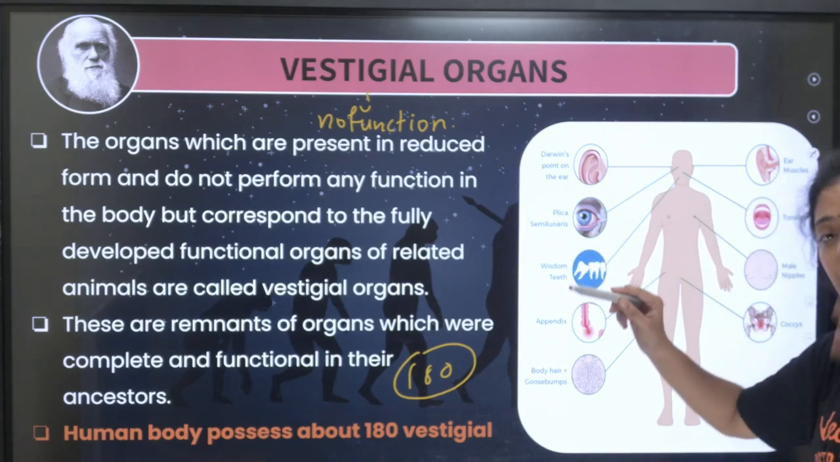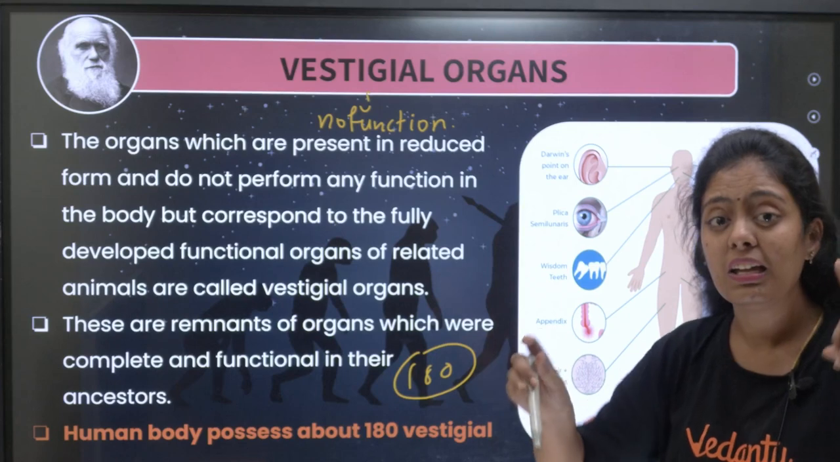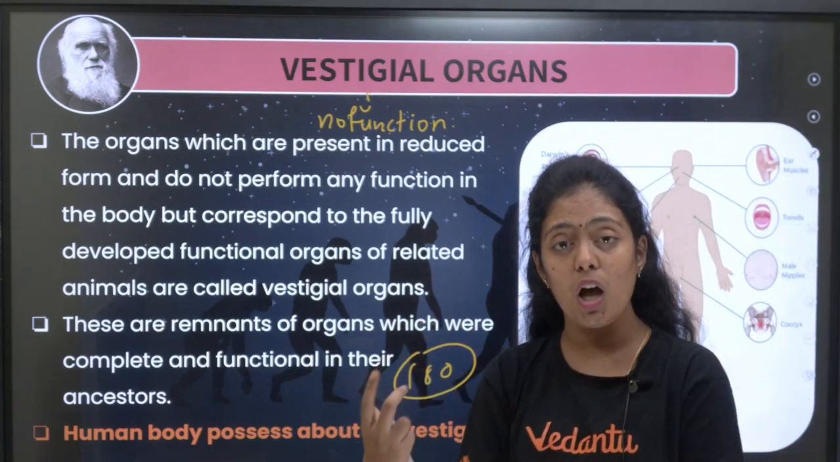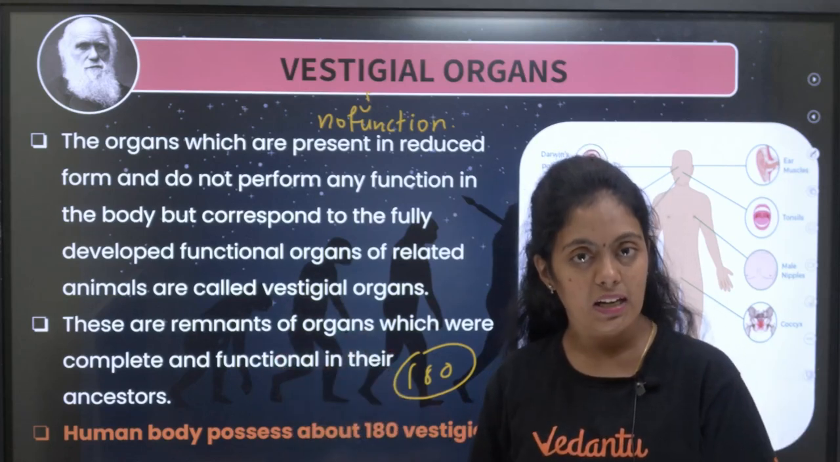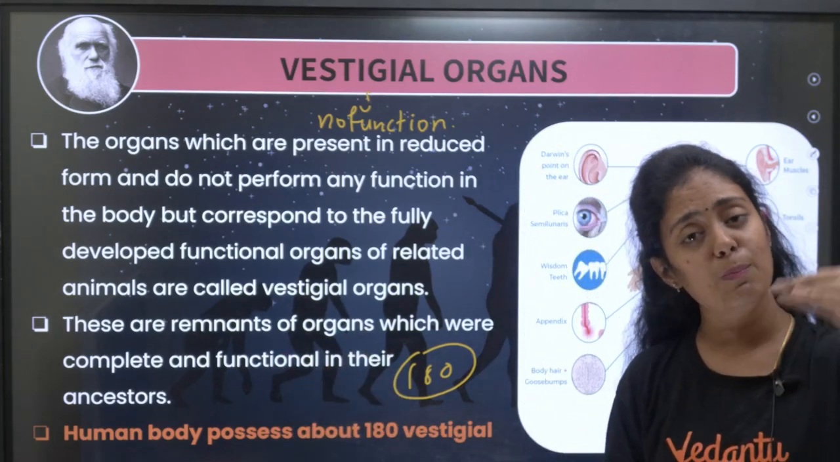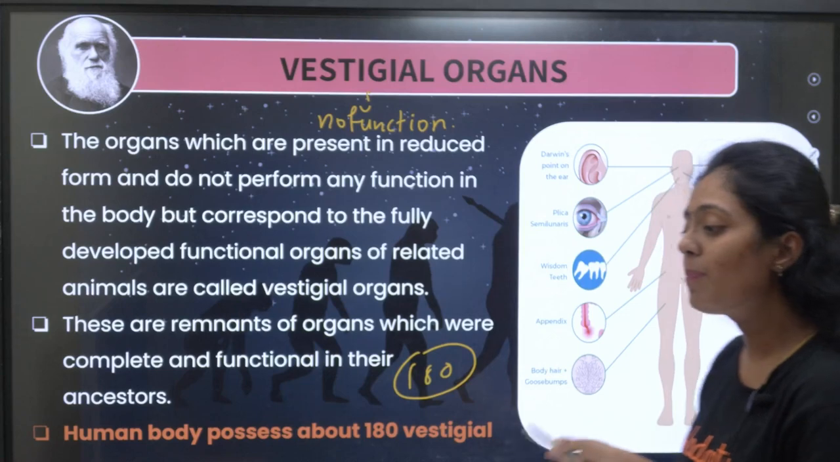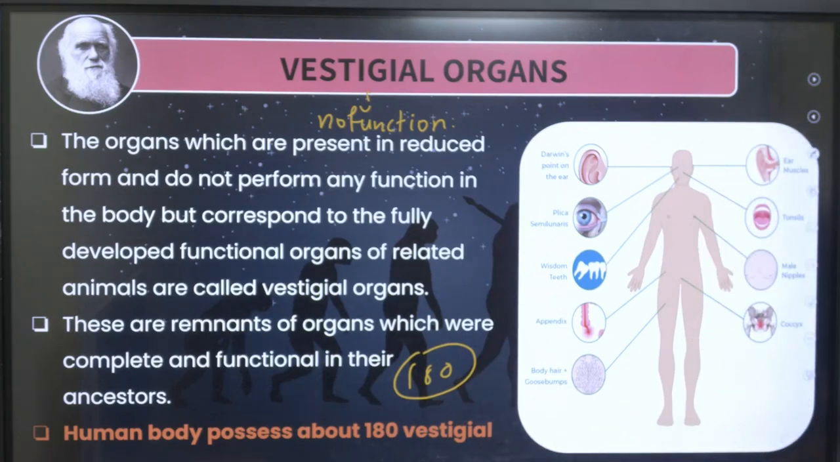Okay, wisdom teeth. Appa namakku wisdom teeth thevapattuchu, yenna appa man used to eat everything raw. He used to tear the flesh and eat. But now do we do that? No, we cook and eat, right? So wisdom teeth is vestigial. Ippa adukku function ee kedaiyadu. Okay, so these are called vestigial organs pasangala.